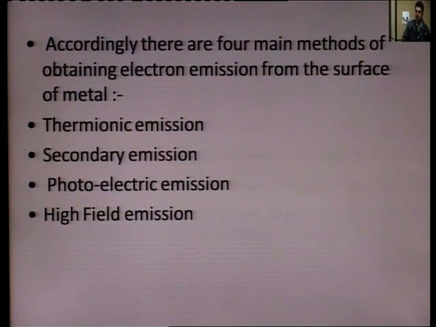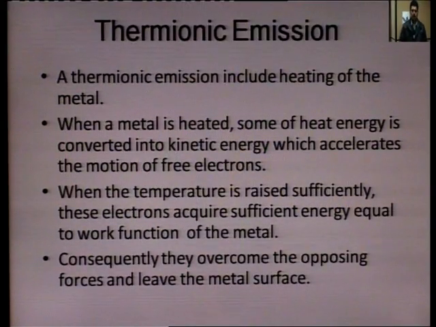Next is photoelectric emission. In photoelectric emission, high intensity light is injected over the metal. The photons give energy to the outer orbit electrons, and the electrons come out of the metal. Then there is high field emission. By applying a high electric field, we can get electron emission. These are the four types of electron emission, but in our vacuum tubes the first one is used: thermionic emission.